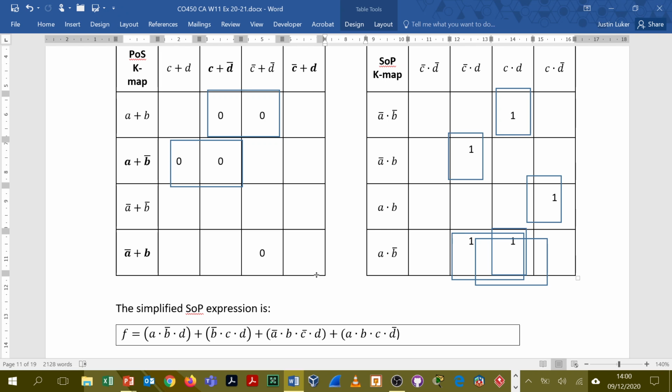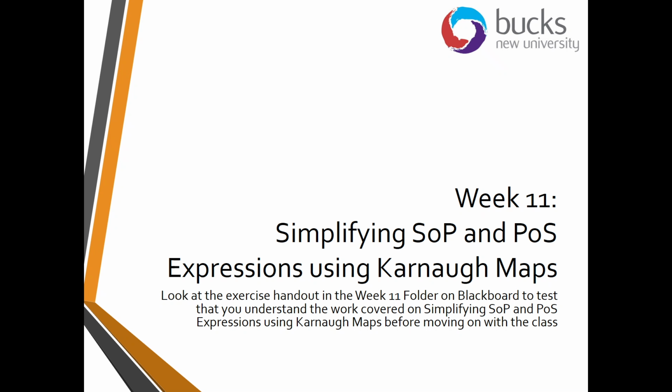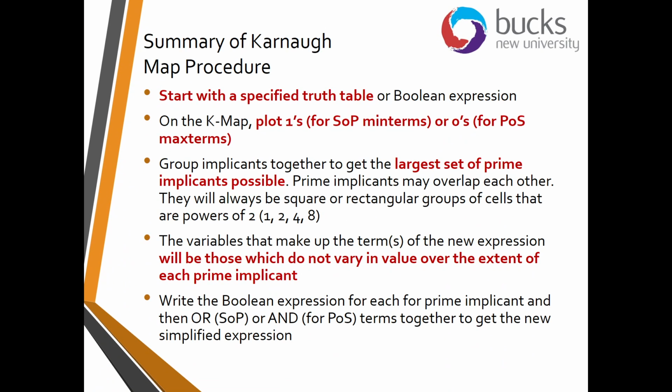So we'll go back to the presentation. I think we're almost there. Okay, so there's the procedure, a summary of the Karnaugh map procedure. Start with a specified truth table or Boolean expression. On the K-map, plot 1s for SOP, which are min terms, or 0s for POS, max terms.